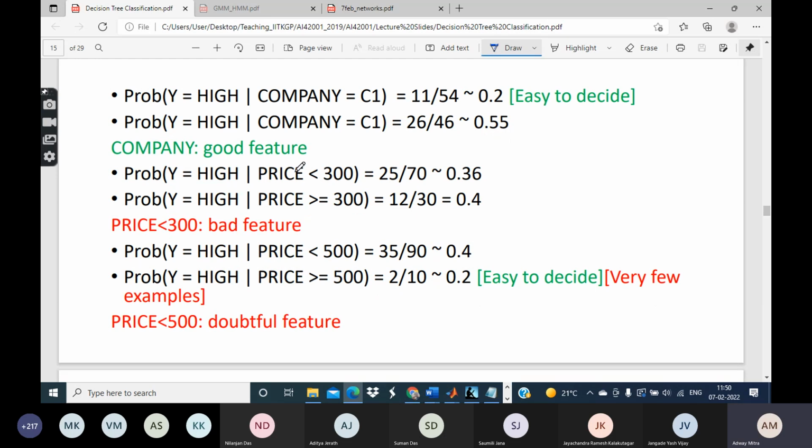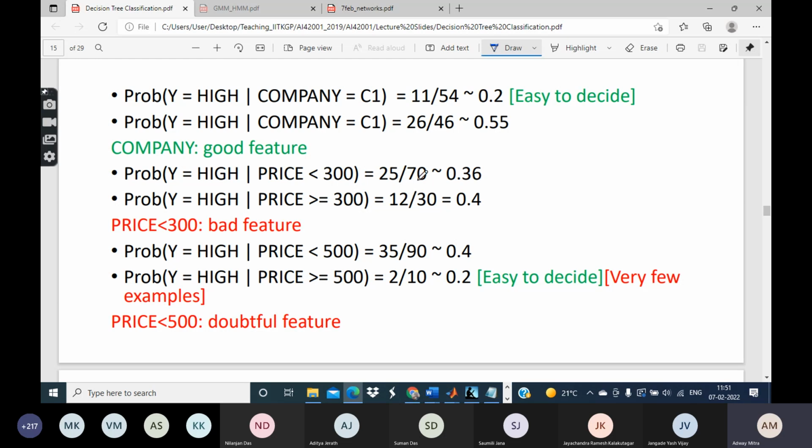The second one, whether the price is less than or equal to $300 or more than $300, is a bad feature. On the basis of it, you cannot make any classification. And the last one, whether it's less than $500 or more than $500. Yes. Sir, in the price less than 300 feature, even that is also not balanced, right? So how are we saying that it is a bad feature? I mean, it's not balanced definitely, but even then we are okay.